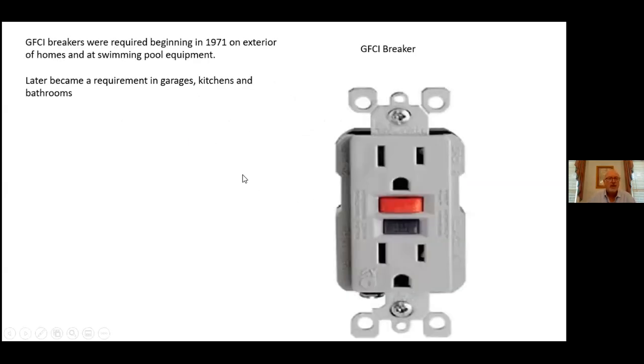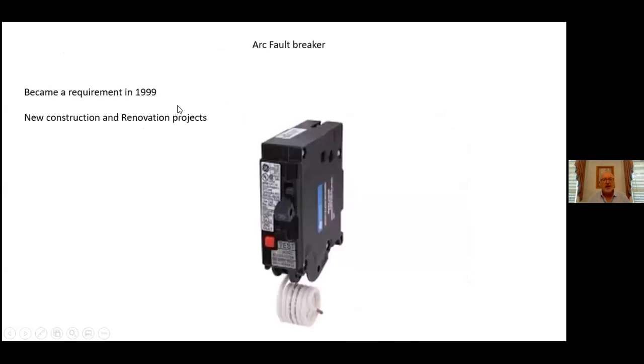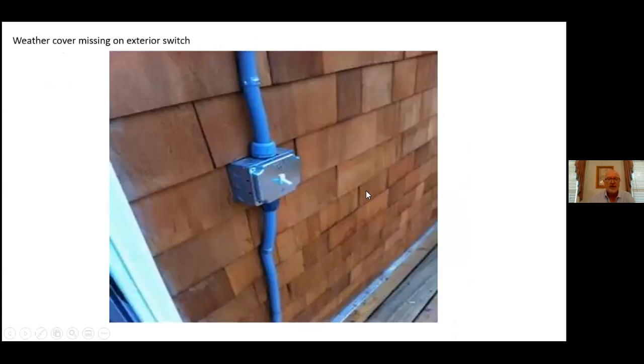So here we look at our standard GFCI breaker, and that was what I'm talking about with the red and the black buttons that would actually trip. So they were required beginning in '71 on the exterior and at swimming pool equipment, and then later became a requirement in garages and kitchens and bathrooms. And then we moved up to, in 1999, arc fault breakers. And these were for new construction and renovation projects, a lot of times in bedrooms. That is where these were located.